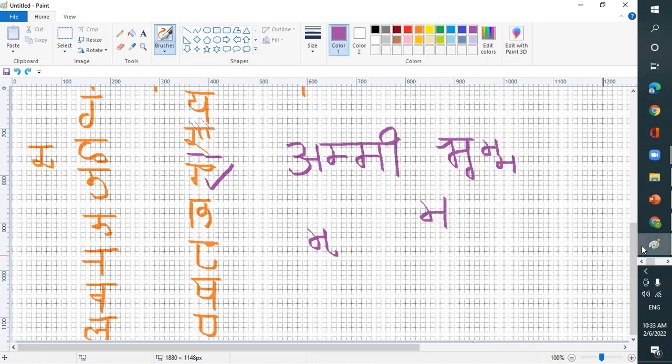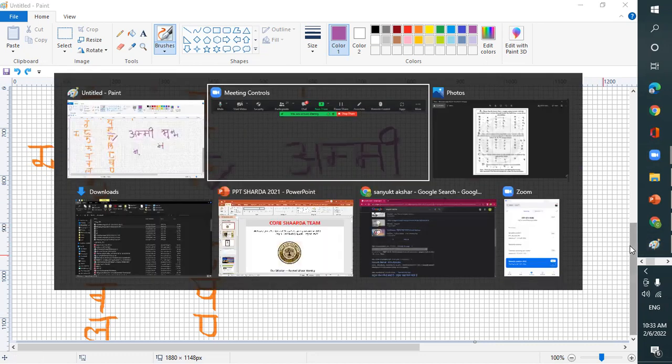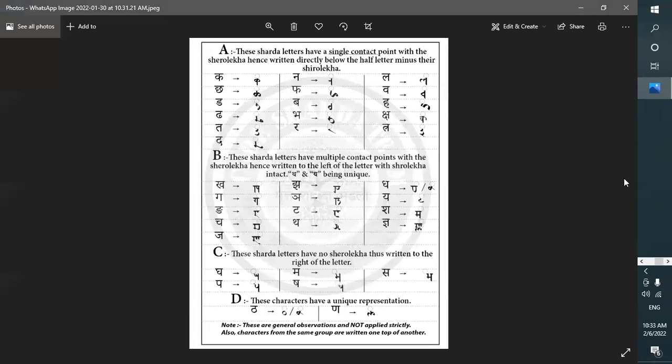Now, please, I will read this. I will show you this chart first. Then you have to remember it by heart. A category, we know what is A category. These Sharda letters have a single contact point with Shirorekha, hence written directly below the half letter minus their Shirorekha. What does that mean? When I have to write something minus the Shirorekha, that means they will be written below, but they will not add a Shirorekha on it.